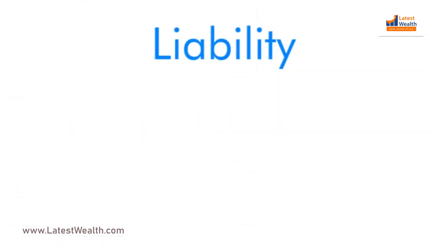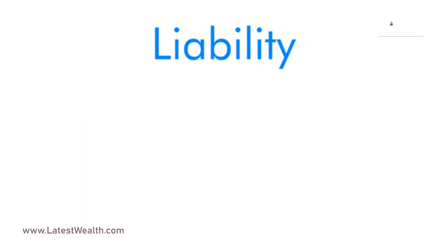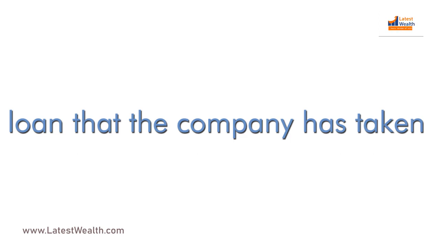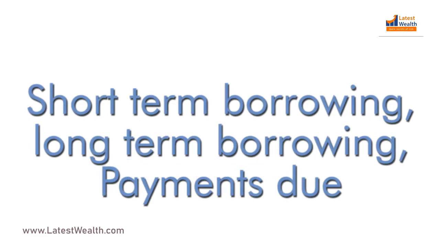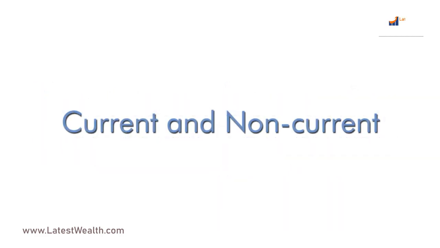Liability, on the other hand, represents the company's obligation. The obligation is taken up by the company because the company believes these obligations will provide economic value in the long run. Liability, in simple words, is the loan that the company has taken and is therefore obligated to repay. Typical examples of obligation include short-term borrowing, long-term borrowing, payments due, etc. Liabilities are of two types, namely current and non-current liabilities. We'll discuss all kinds of liabilities afterwards in this class.